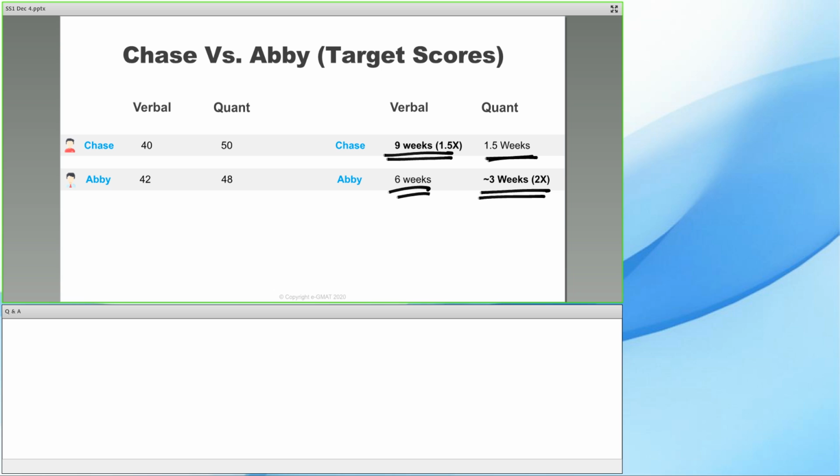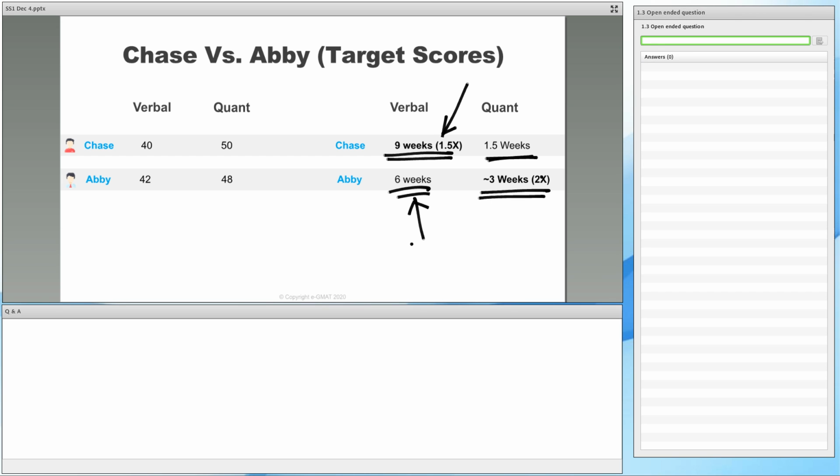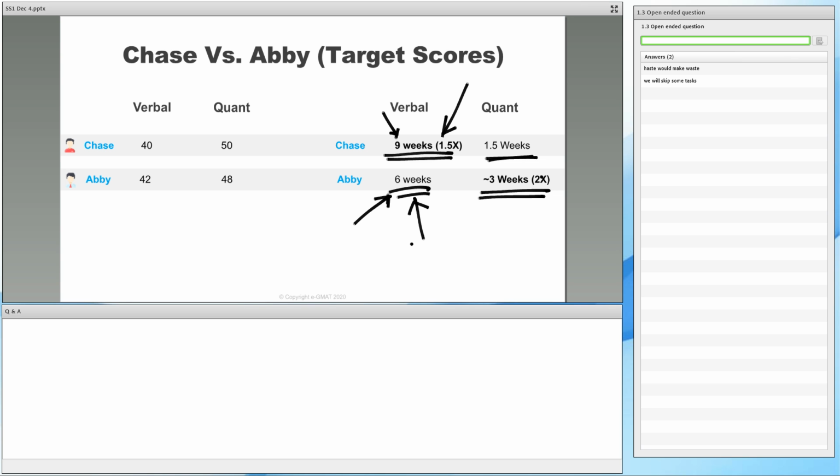Now tell me, if you actually needed 9 weeks to finish a task and you estimated 6 weeks, what would it do to how you approach that task? If you needed 9 weeks to finish a task, but you were given 6 weeks, how would it affect the quality of your output? You'll skip some tasks, you'll rush through it. And on a test such as the GMAT, what would that result in? Where your score is governed by your ability to answer difficult questions correctly.